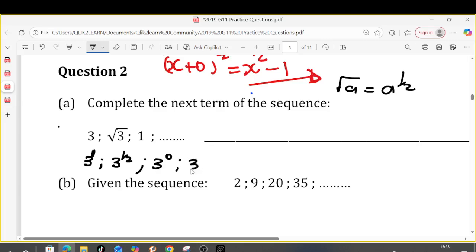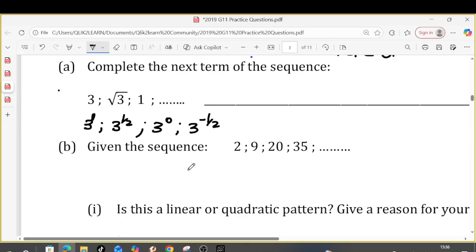The next term will be 3 to the power minus 1 over 2. So that's the next term. The next term is 3 to the power minus 1 over 2. You can write it here, then you'll get your marks. Next question.